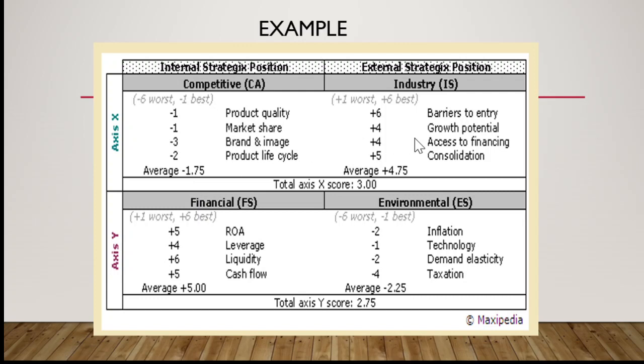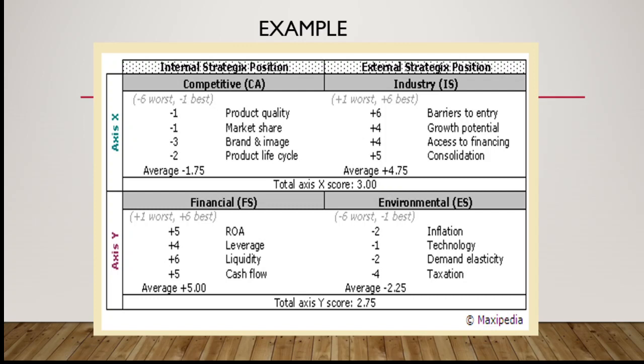The same procedure is done in the industry strength. So there are different variables. We assign values from positive 1 to positive 6, and then we got the average. So we have here positive 4.75, and then we add yung negative 1.75 and 4.75, and we've got yung 3. So, eto na yung score natin for the x-axis.